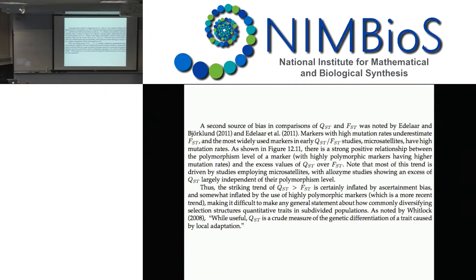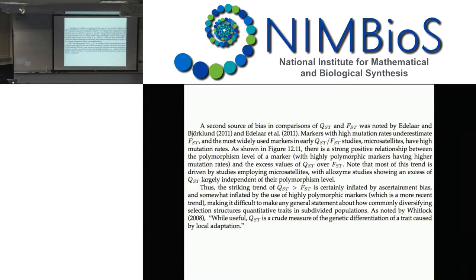So also, there's an issue with polymorphic markers, basically. Markers with higher mutation rates underestimate FST, and a lot of the early experiments use microsatellites, which have high mutation rates. So those also are probably a case where FST is actually underestimated. But the key thing here is ascertainment bias inflates things here.